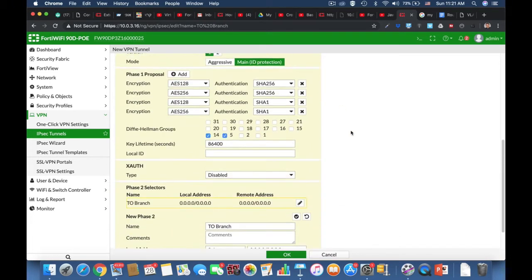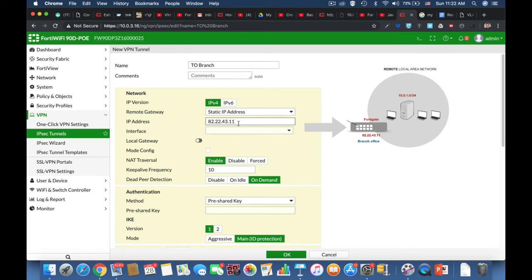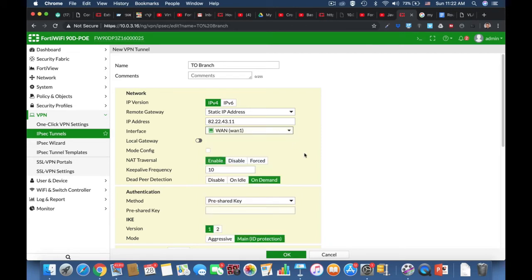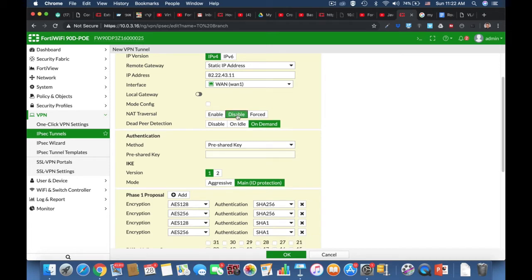Now we will look over at the different parameters, the ones that are really important, and I'll try to explain each. Now the remote gateway, that's our remote gateway IP address. We will reach it through our WAN1 interface. Now we will not use NAT since we are not doing any network address translation. Both gateways have their public IP. They do not need to translate the IP address. It's a tunnel between both gateways.